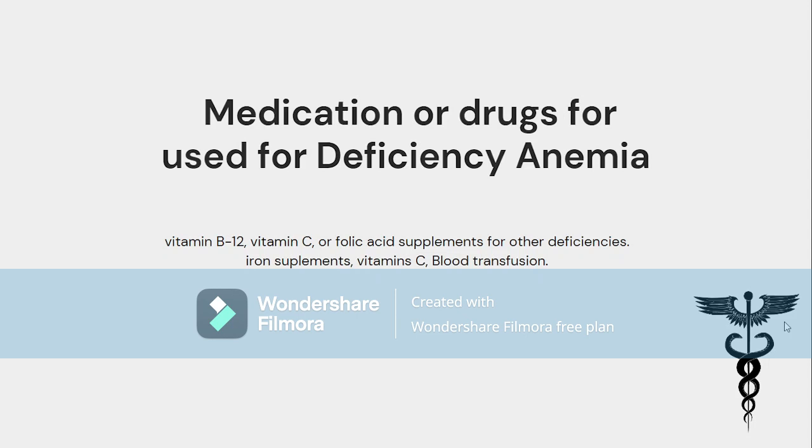So it is important to note that while supplements can be effective in treating deficiency anemia, it is equally crucial to address the underlying cause of the deficiency. This may involve dietary changes, identifying and treating any underlying health condition, or other interventions. Consulting with a healthcare professional such as a doctor or a hematologist is essential for accurate diagnosis and the appropriate treatment plan for deficiency anemia.